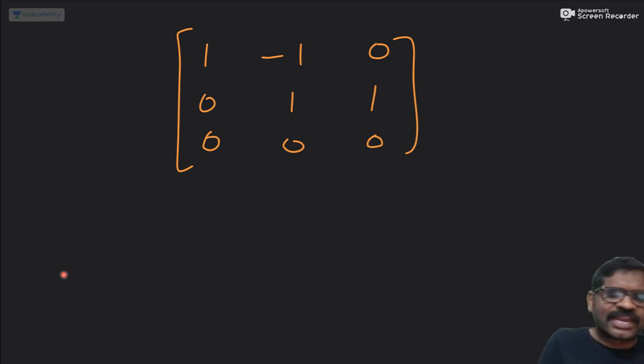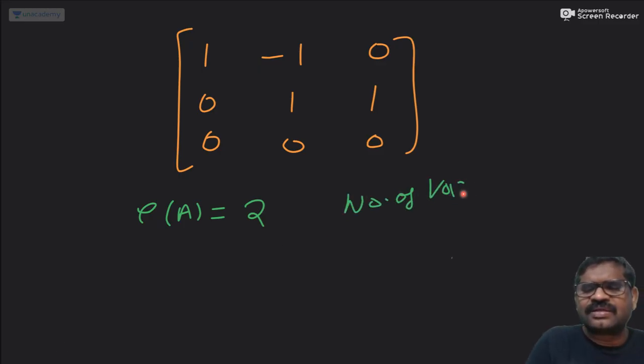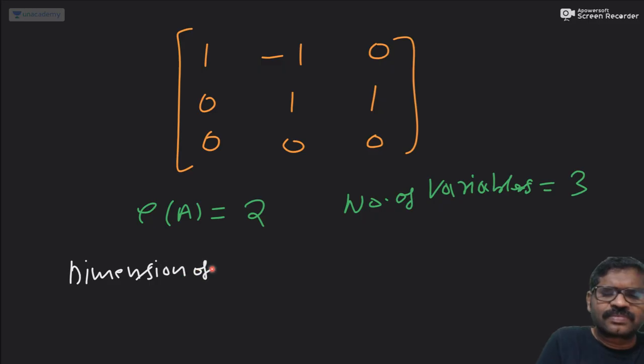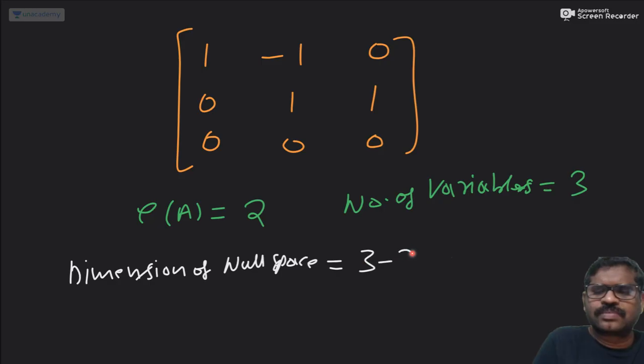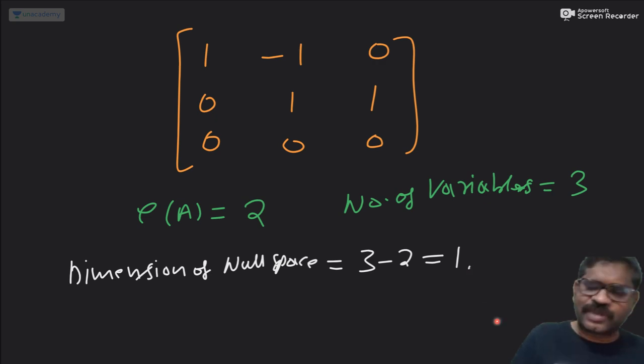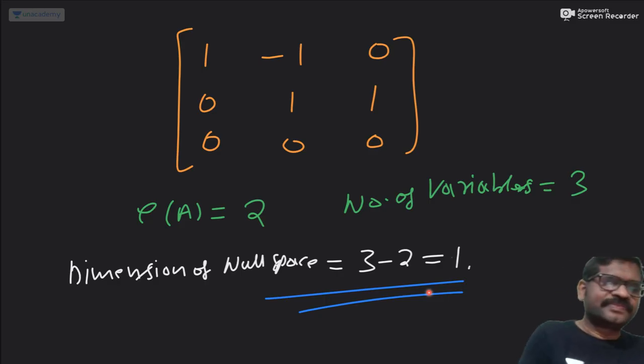Clearly, matrix is in echelon form. Rank of A is 2. Number of variables equal to number of columns. Therefore, dimension of null space is 3 minus 2, 1. Therefore, dimension of null space is 1. Okay? Nullity is 1.